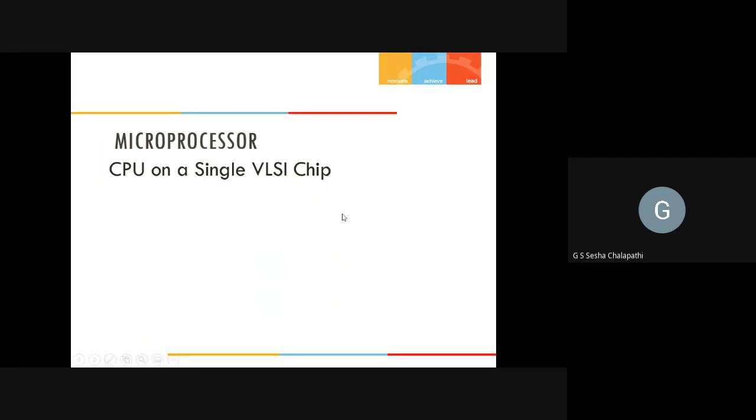So as I said, a microprocessor is a CPU, central processing unit, on a single VLSI chip. Okay, so what is VLSI? Very large scale integration. Basically, multiple millions of transistors are accommodated in a single silicon chip, integrated together to perform a particular operation, which in this case is a microprocessor.